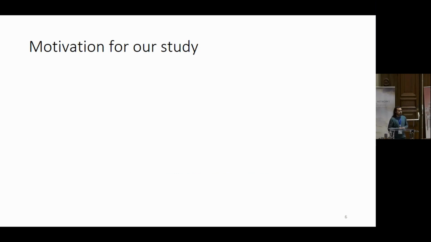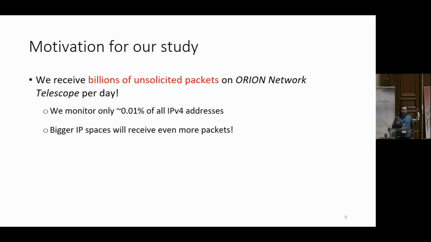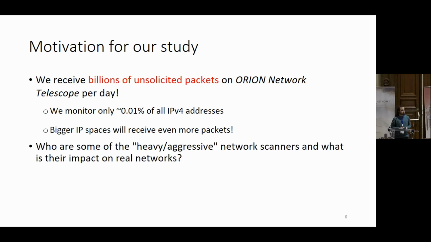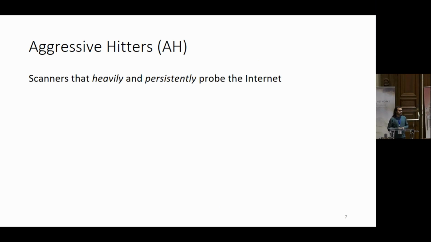Now here comes the motivation of our study. Despite the darknet not requesting any legitimate traffic, we receive billions of unsolicited packets on the Orion Network Telescope per day. And we monitor only about 0.01% of all IPv4 addresses, so bigger IP spaces will receive even more of these unsolicited packets. We were curious to know who some of these aggressive or heavy network scanners are and what their impact is on some real networks. This led to our study of aggressive hitters.